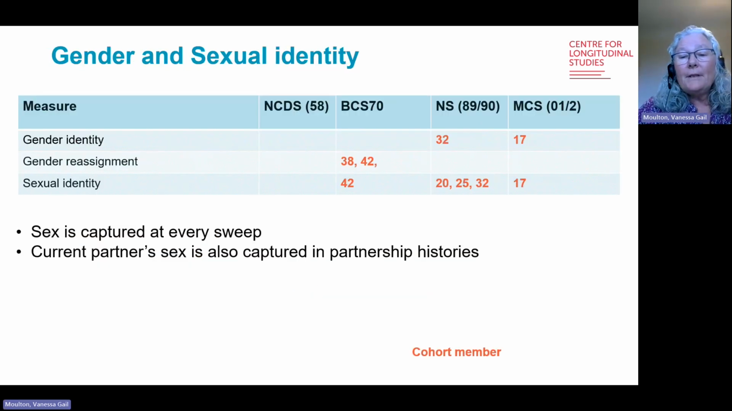We also, as I mentioned, collect information on sex, which is captured at every sweep. We also, in the newer cohorts, collect information on gender identity. We can identify the nature of relationships in two ways. One through sexual identity questions, increasingly included in the study sweeps, or through the partnership loops, which allow us to observe relationship composition, which are documented in partnership histories, as already mentioned.